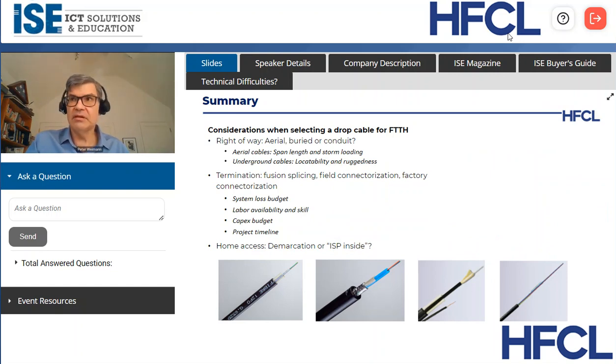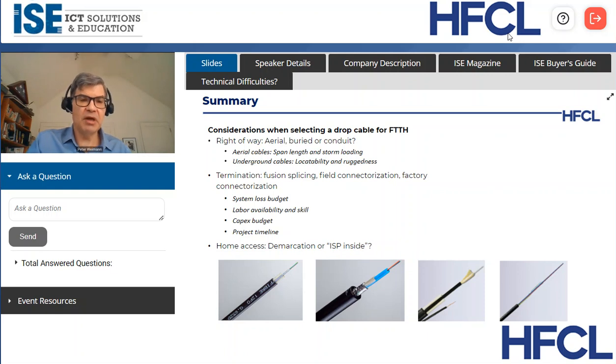So to summarize and give us some good time for the Q&A, considerations to think about when selecting a drop cable for fiber to the home. First, what's your right-of-way? Are you going aerially? Are you burying it? Or are you going through conduit? For aerial cables, you need to consider span length and storm loading. For underground cables, you have to think about how you are going to find it and how rugged it needs to be for the specific environment.